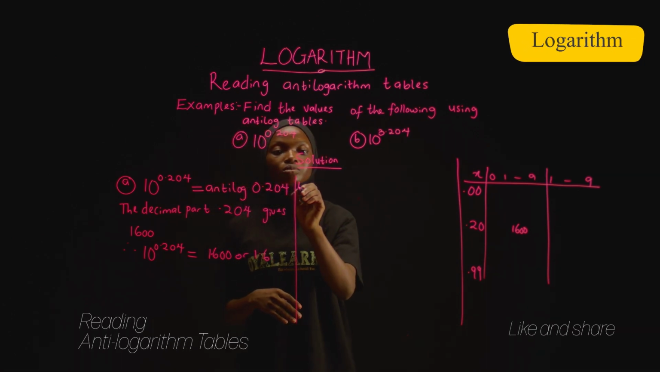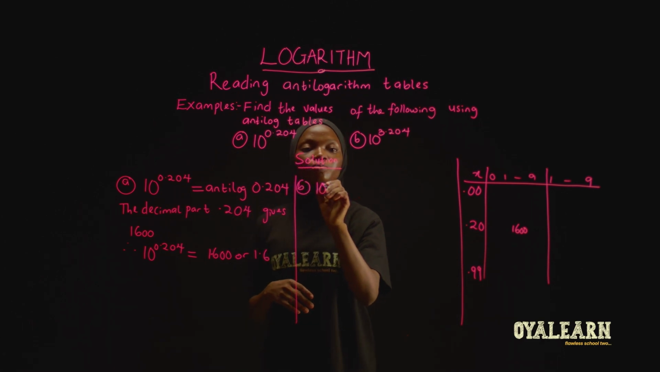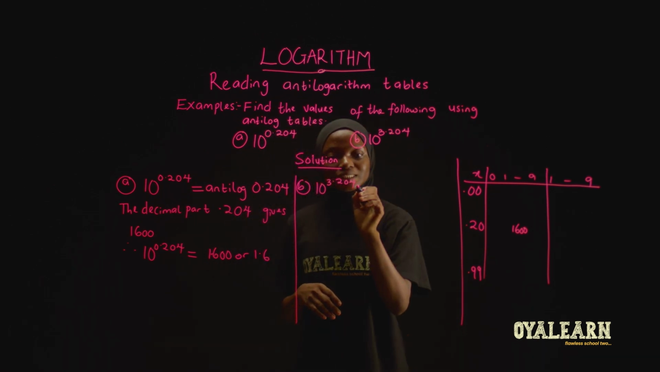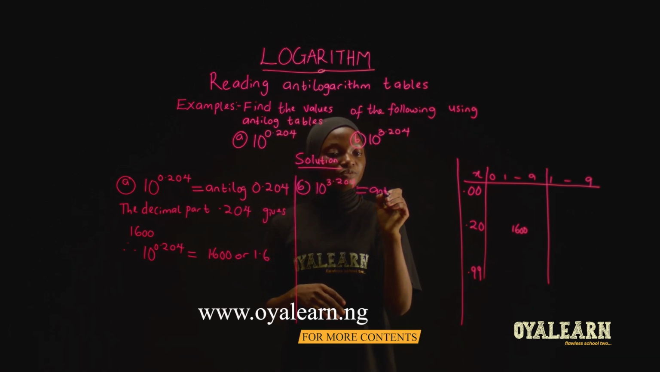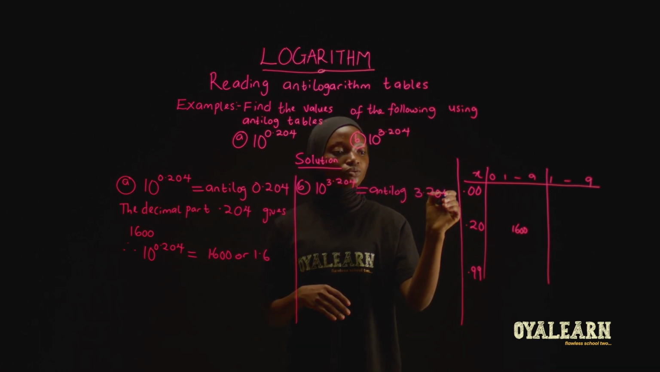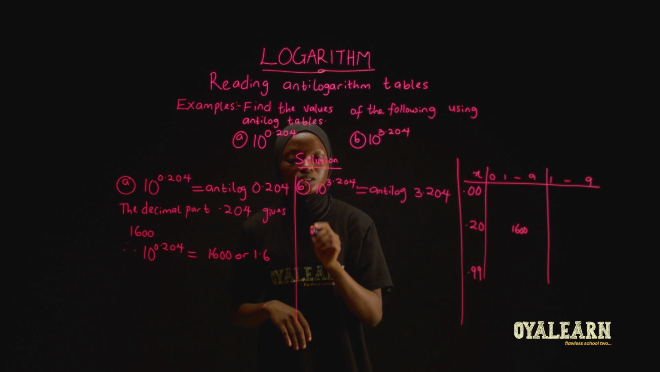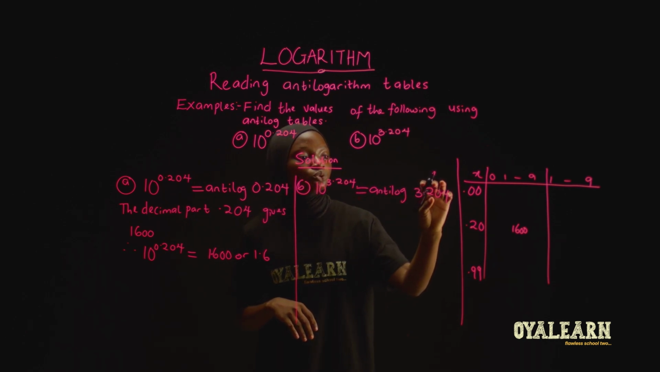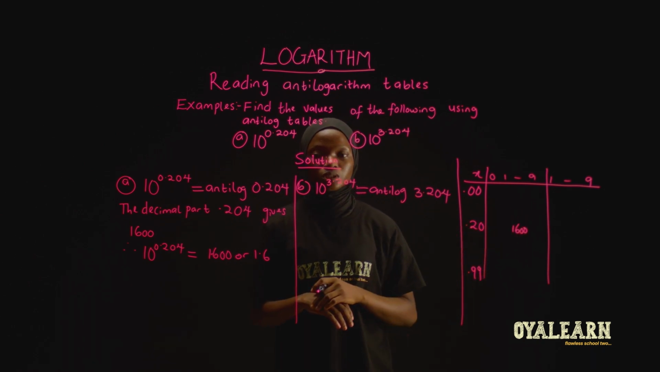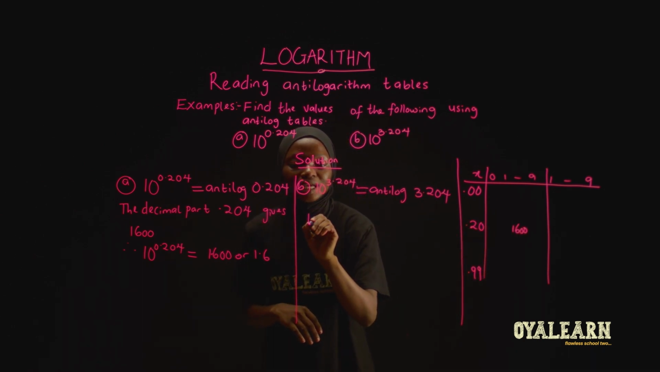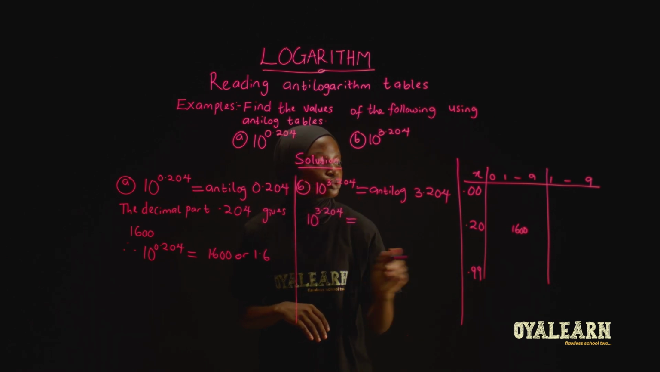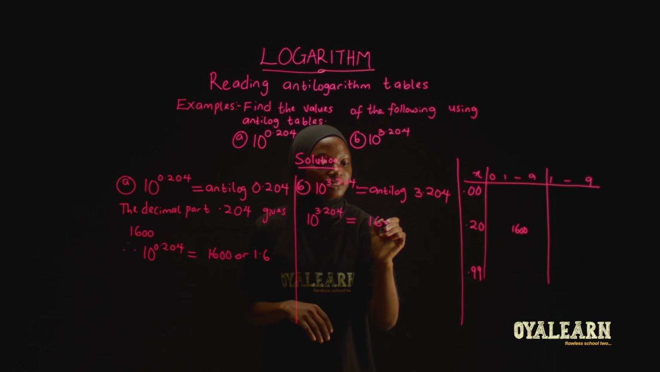Now for the second example, 10 raised to the power of 3.204. We know already that this will be equal to the antilog of the power, 3.204. So here, all we have to do is, we already know that 20 under 4 in our logarithm antilog table gives us 1600. So here, 10 raised to the power of 3.204 becomes equal to, write that out, 1600.